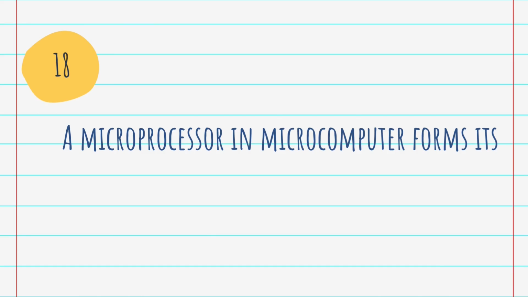Question number 18. A microprocessor in a microcomputer forms its. Answer is CPU. Microcomputer, an electronic device with a microprocessor as its central processing unit, that is its CPU. Microcomputer was formerly a commonly used term for personal computers, particularly any of a class of small digital computers whose CPU is contained on a single integrated semiconductor chip.